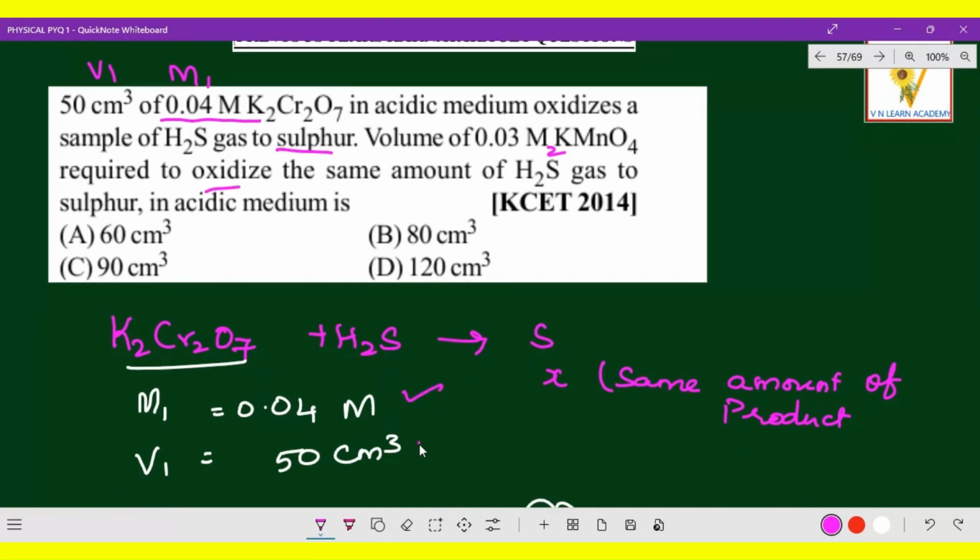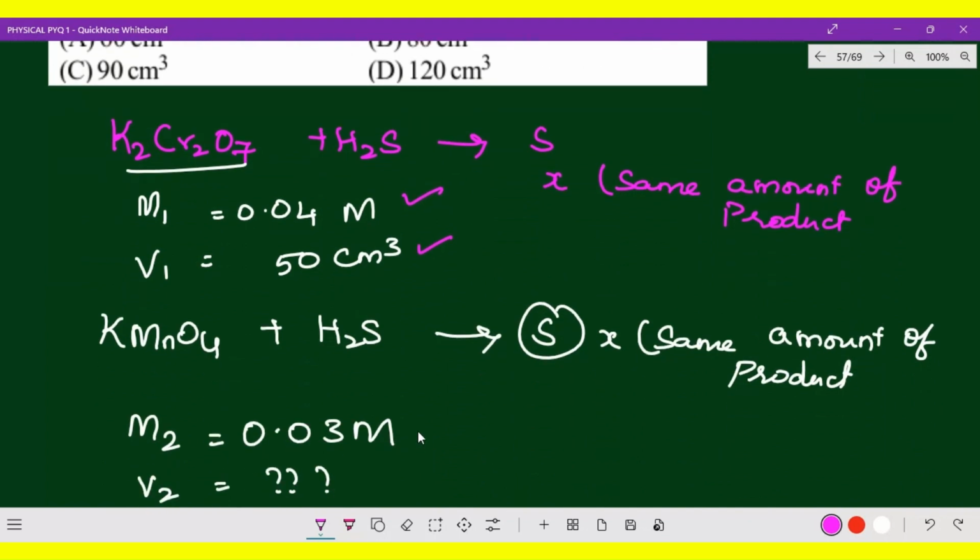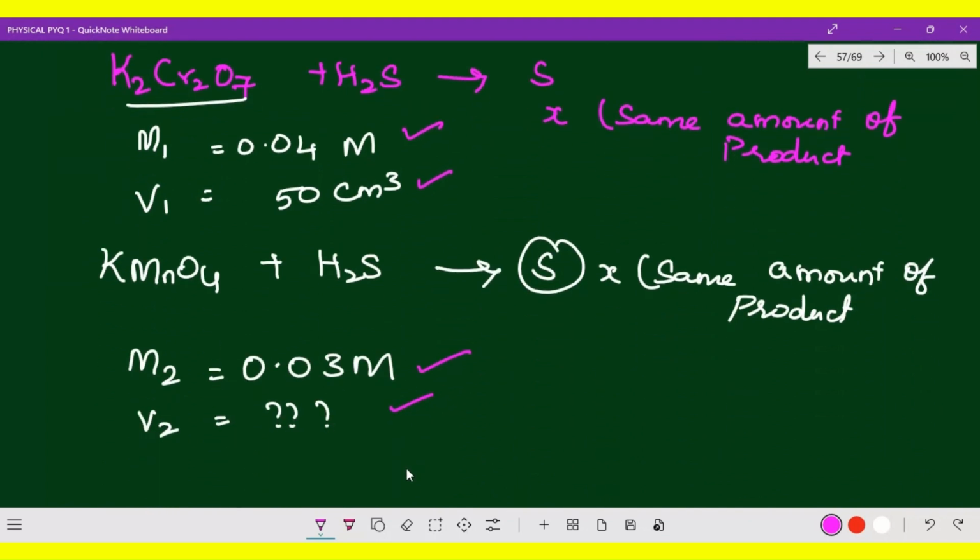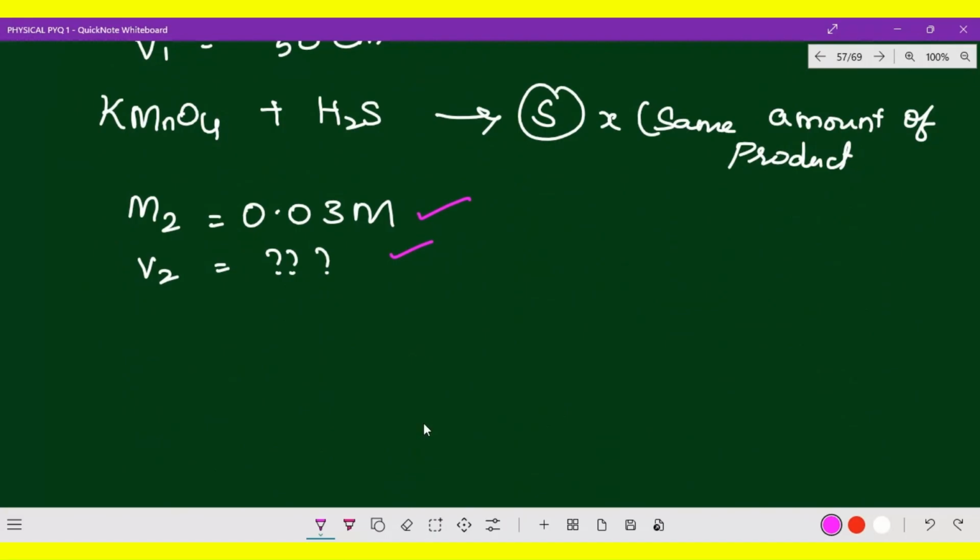M1 V1 is there, and in the same way M2 is there, and V2 we have to identify. We got this data. Now, how do we analyze that point? Here electrons are losing or gaining, and in that way we have to identify.